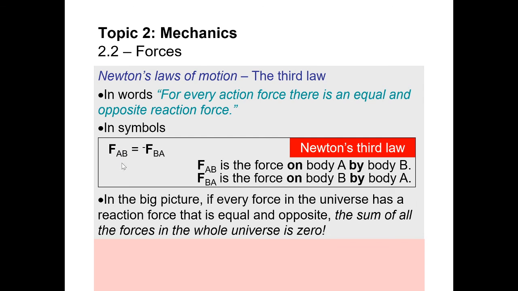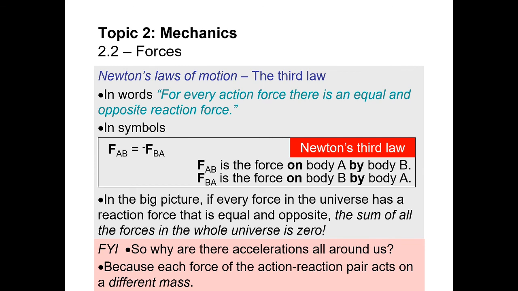Now based on this, if every force gets canceled by another force, then technically the sum of all the forces in the universe should be zero. But then why are there accelerations? And the answer to that is because each of these forces acts on a different object. Understanding the statement in red on this slide is going to help you with a live discussion question this week.